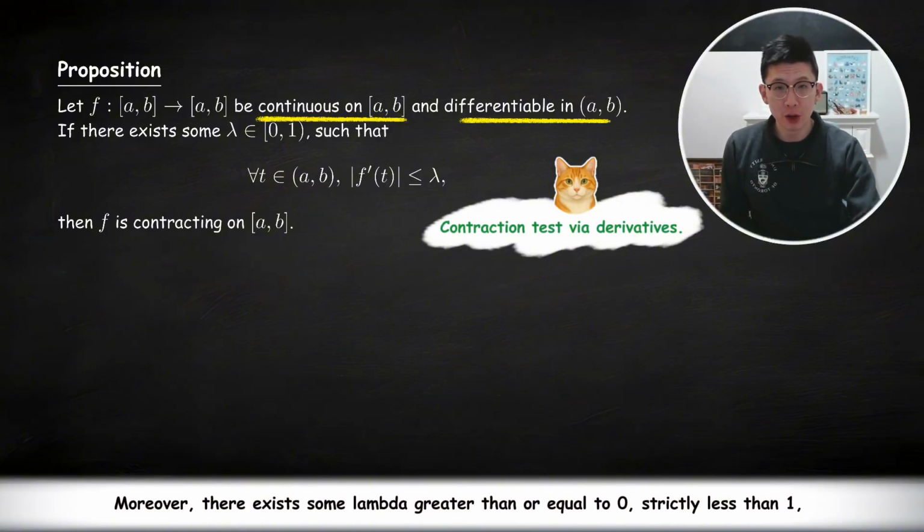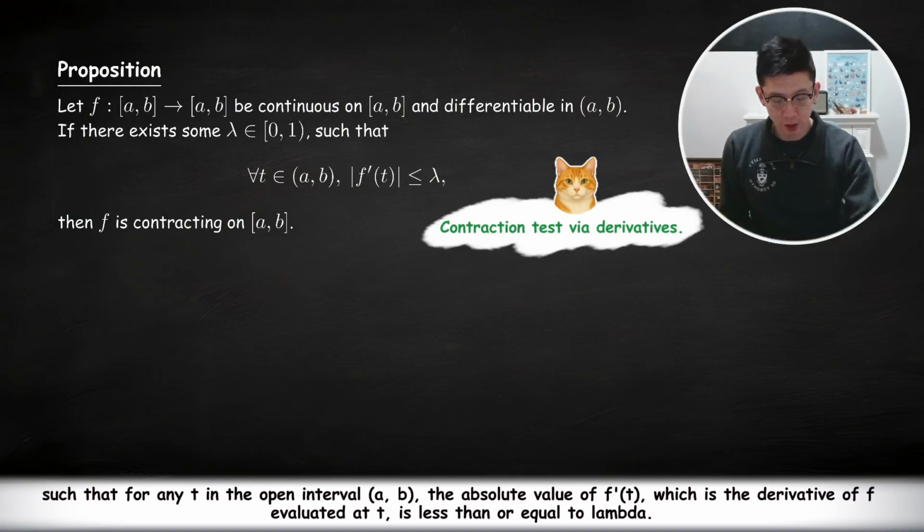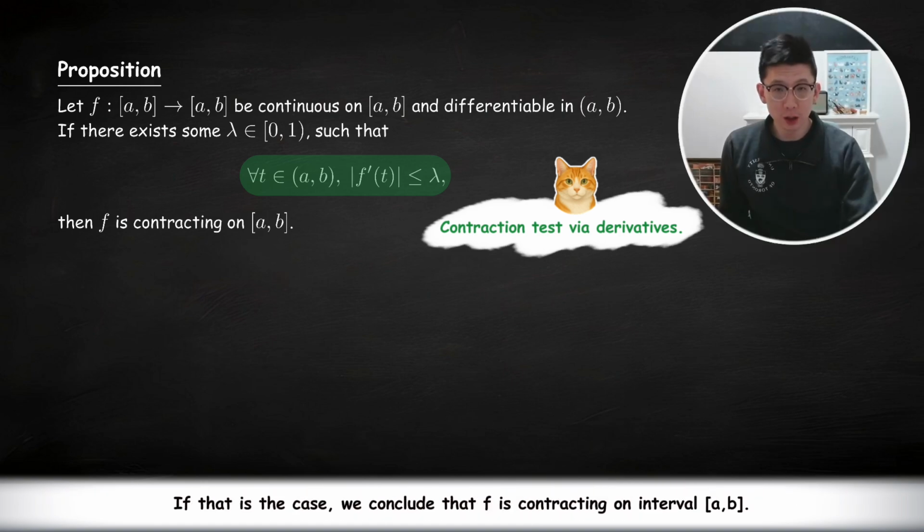Moreover, there exists some lambda greater than or equal to 0, strictly less than 1, such that for any t in the open interval (a, b), the absolute value of f prime of t, which is the derivative of f evaluated at t, is less than or equal to lambda. If that is the case, we conclude that f is contracting on interval [a, b].